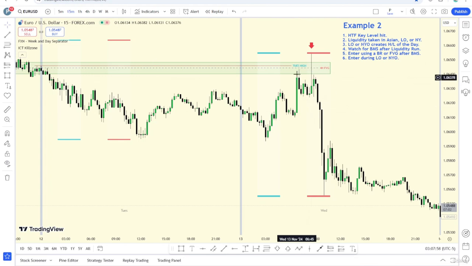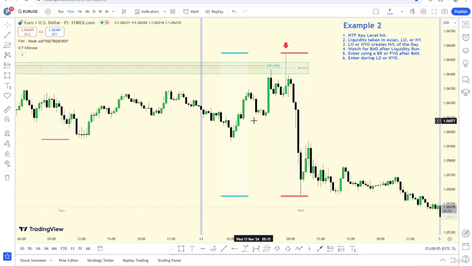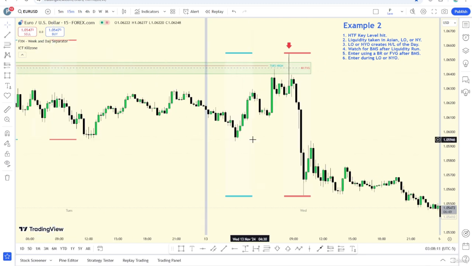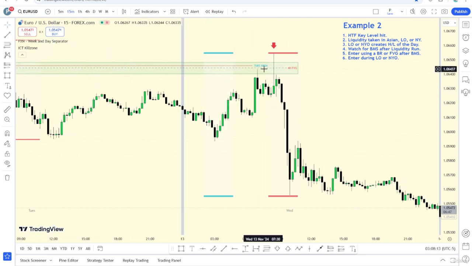So remember, you want to see the higher time frame key level hit. We have seen that the 4-hour fair value gap was hit. Then you want to see some form of liquidity being taken out. We have seen Tuesday's high, from Tuesday's trading, being taken out right here. Then you want to see either the London or New York session creating the high of the day. In this example, there was a break in structure after that liquidity was taken out. After this break in structure, this confirms the potential high of the day at 8:30 a.m.